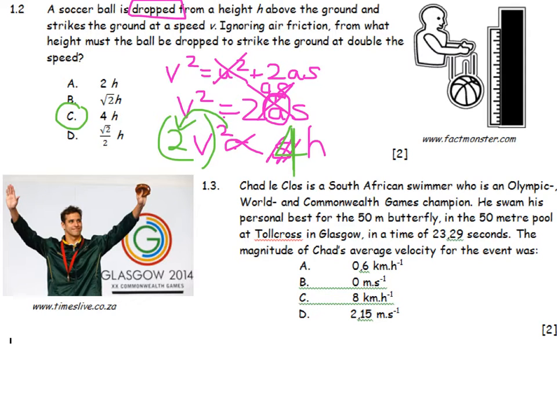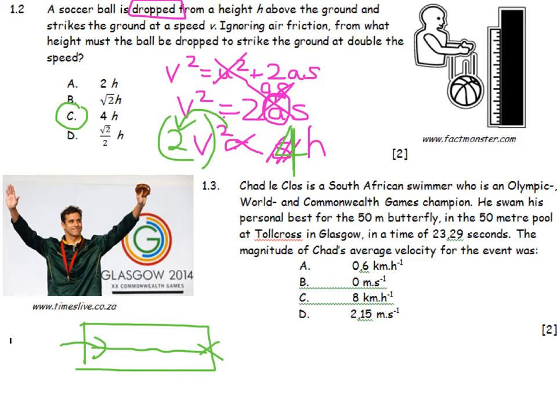Chad le Clos is a swimmer who is an Olympic, world and Commonwealth champion. He swam his personal best for the 50-meter butterfly in a 50-meter pool at Tollcross. Now, the 50-meter pool is quite important because it means that he jumped in the pool there and he swam along and he ended over there, which means that his displacement was actually 50 meters.